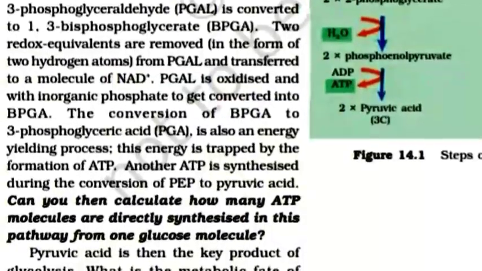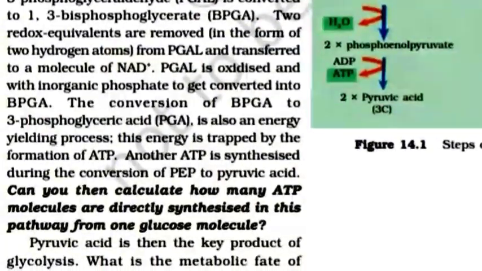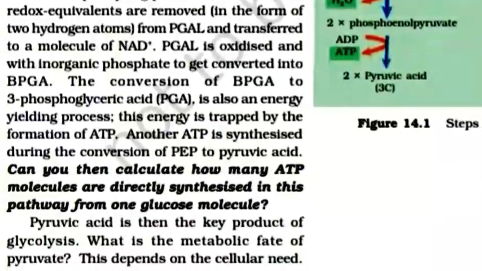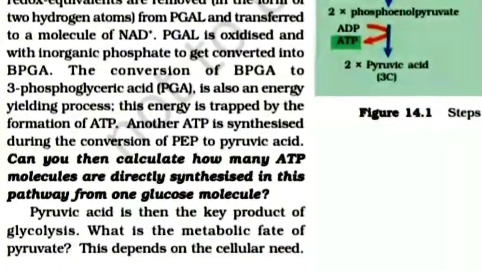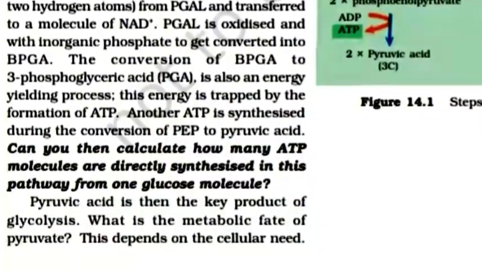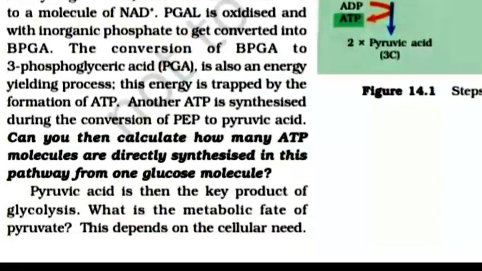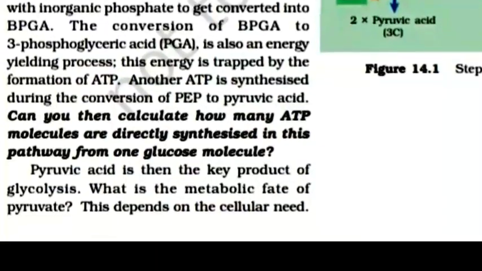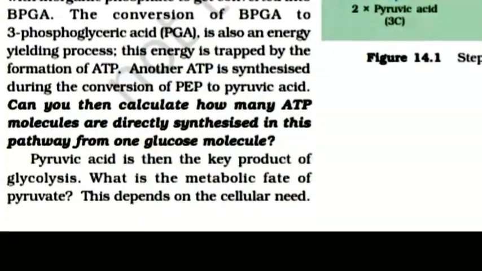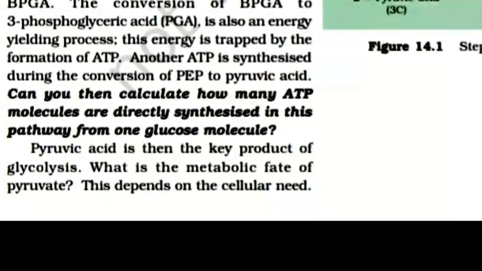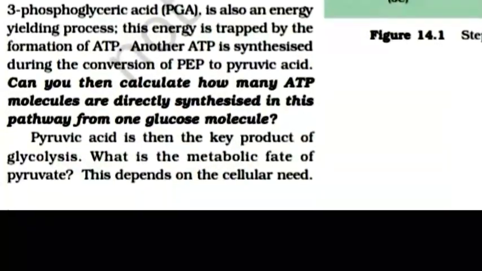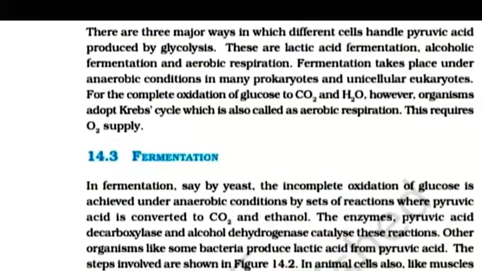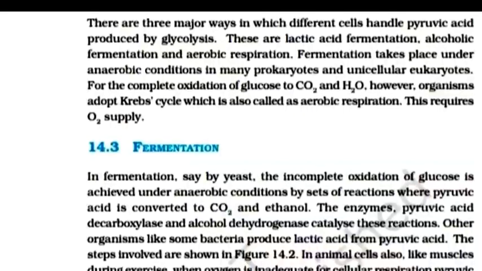The conversion of BPGA to 3-phosphoglyceric acid, PGA, is also an energy yielding process. This energy is tapped by the formation of ATP. Another ATP is synthesized during the conversion of PEP to pyruvic acid. Can you then calculate how many ATP molecules are directly synthesized in this pathway from one glucose molecule? Pyruvic acid is then the key product of glycolysis. What is the metabolic fate of pyruvate? This depends on the cellular need. There are three major ways in which different cells handle pyruvic acid produced by glycolysis.